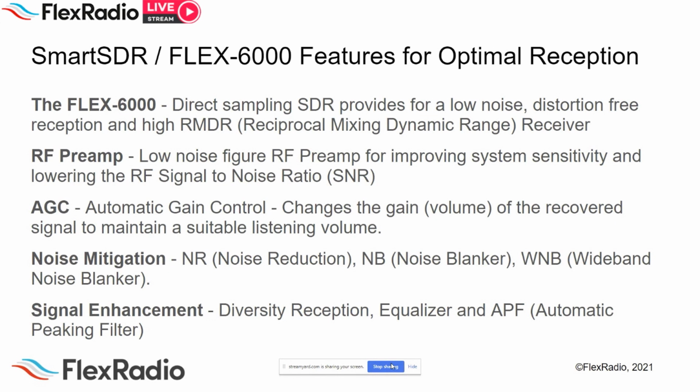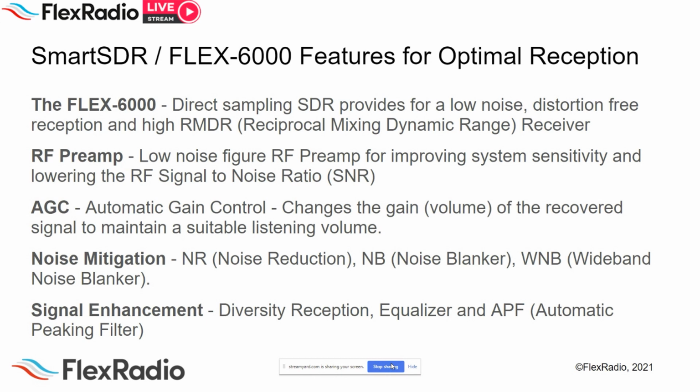In the radios, we have an RF preamp, a low noise figure preamp, for improving system sensitivity and lowering the RF signal to noise ratio. This is an important step that often gets overlooked by people when they're setting up their radios, and we'll talk about that. The AGC is like the silver bullet of noise mitigation and for optimizing signal to noise ratio. The AGC in SmartSDR is an incredibly powerful feature with great capabilities, and if used correctly, it will make the difference between not hearing weak signals and hearing weak signals. We will spend quite a bit of time talking about the AGC.